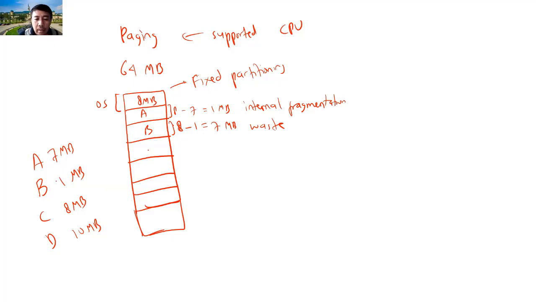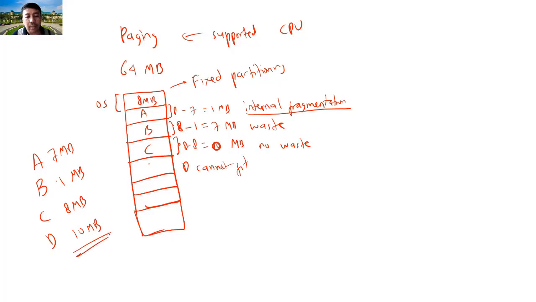And C is nice, so you have 0 wastage. Sorry, 8 minus 8 is 0. No waste, no internal fragmentation. And what happened to D? D cannot fit, because it is 10 megabytes. So you can see here you cannot fit this one.